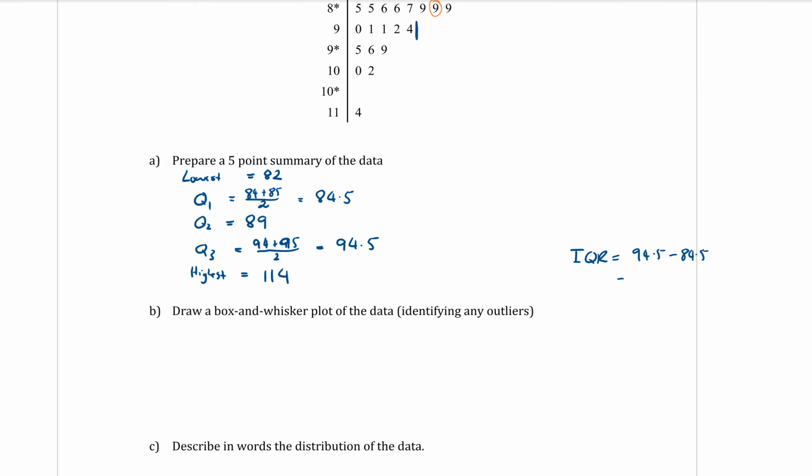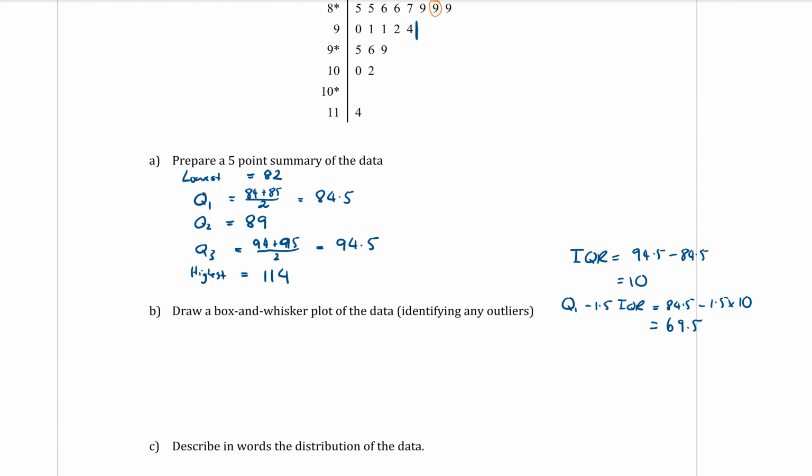Then for the lower end, we do Q1 minus 1.5 times interquartile range. So that is 84.5 minus 1.5 times 10. Okay, so that's 69.5. No, my lowest score was 82, so I definitely don't have anything that small.